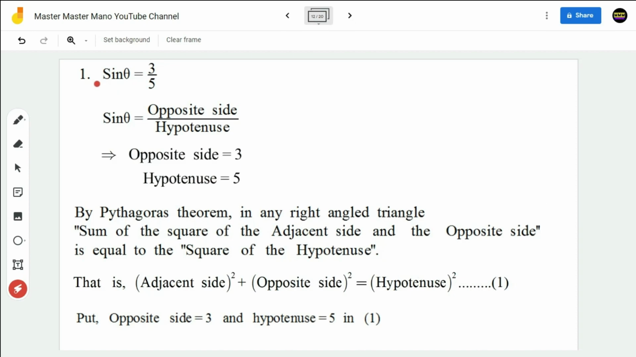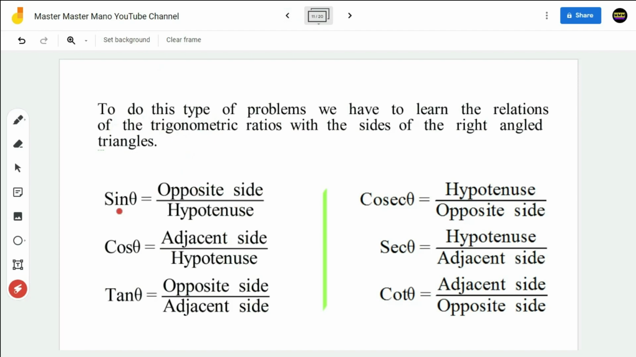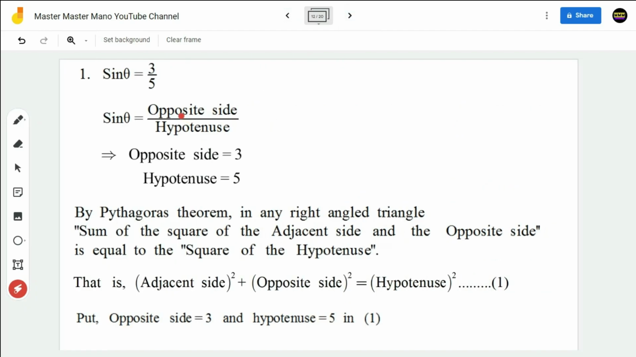Let us first go to the first problem. Sin theta equal to 3 by 5. For sin theta, we have opposite side by hypotenuse. That is the formula we have written. Sin theta equal to opposite side by hypotenuse. We have opposite side in the numerator and hypotenuse in the denominator.